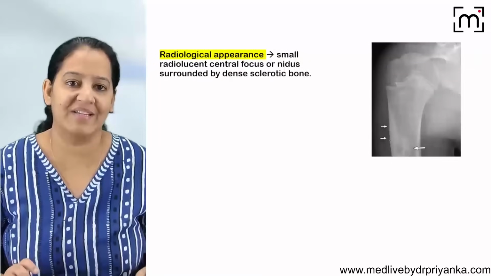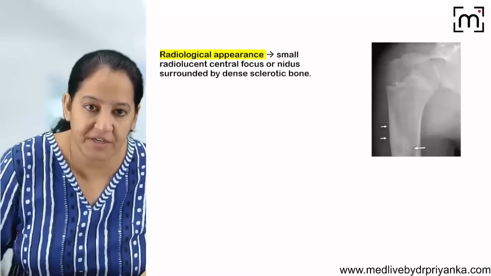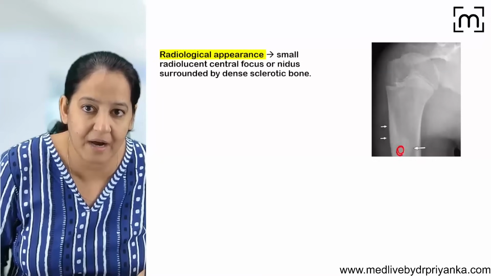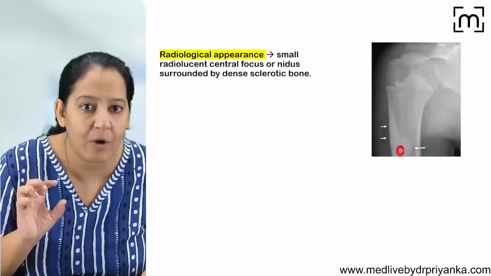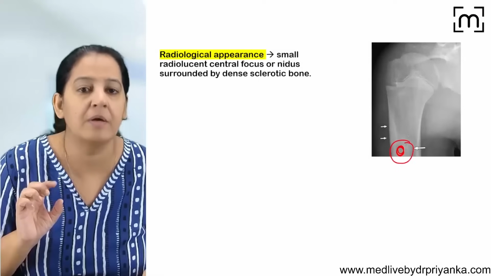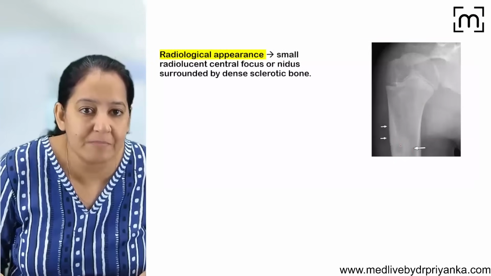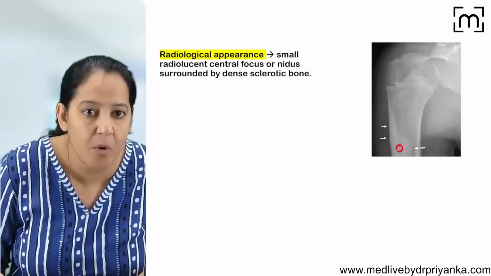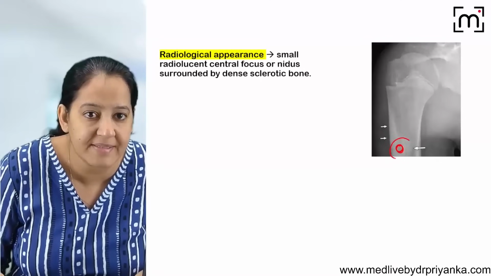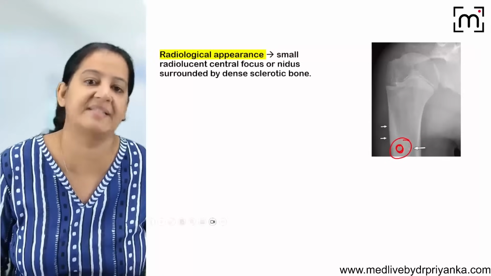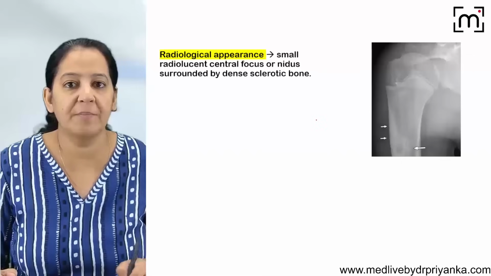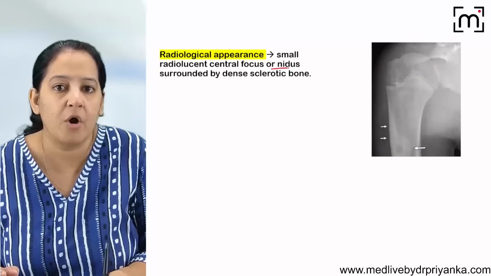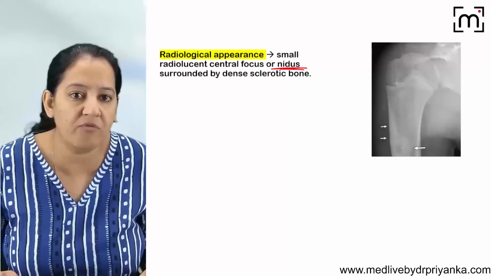Radiological appearance, you can see it here. Can you see the tumor here? Appreciate the tumor here. It is looking like a central focus or a nidus. It is surrounded by the sclerotic bone. So the tumor appears as a small nidus, surrounded by dense sclerotic bone. So this is the radiological appearance. Can you say it with me? What is the radiological appearance? A small focus or nidus.